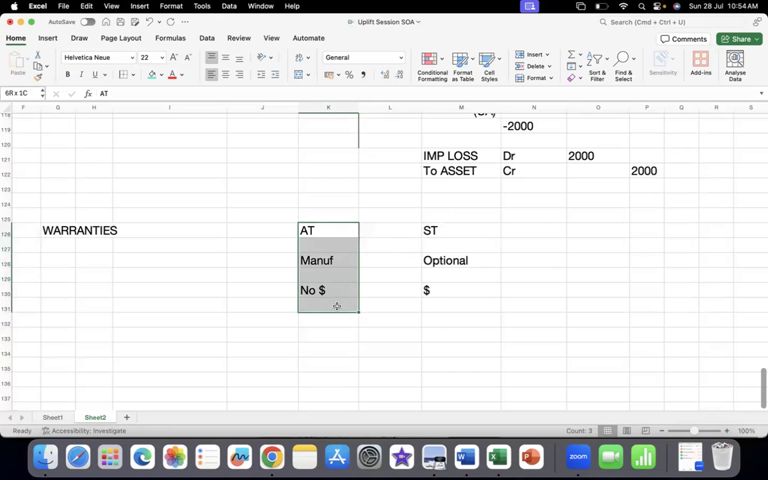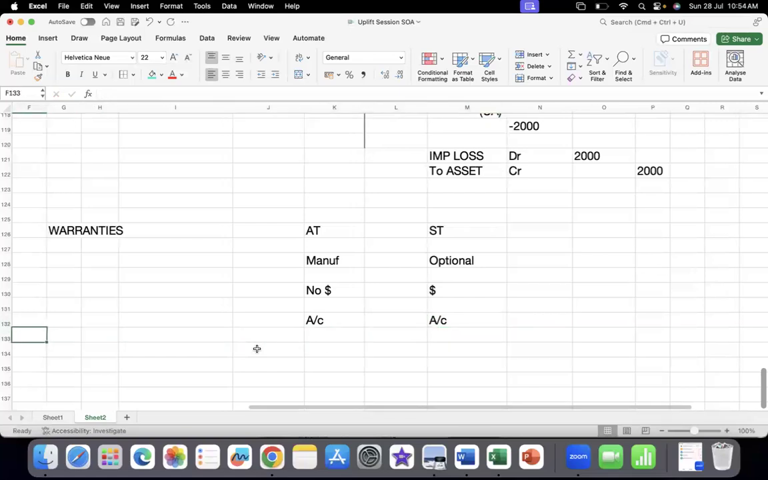But the one which comes by default, like if you buy a phone, you still get a warranty of 1 year, 2 years, 3 years, whatever the conditions are. Right? But then the accounting is different in both the cases. I'll tell you what it is.